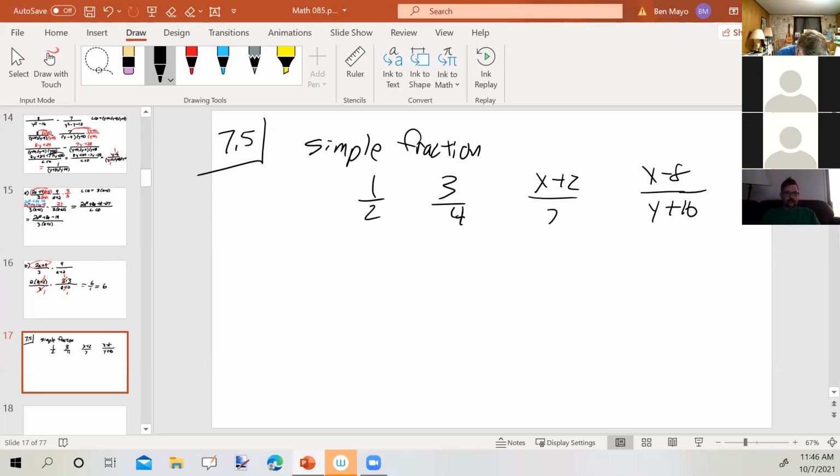These are all simple fractions. There's only the one fraction. There are no additional fractions in the numerator and/or the denominator. Now let's take a look at a complex fraction.